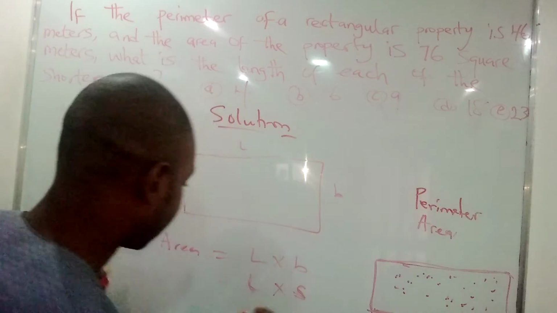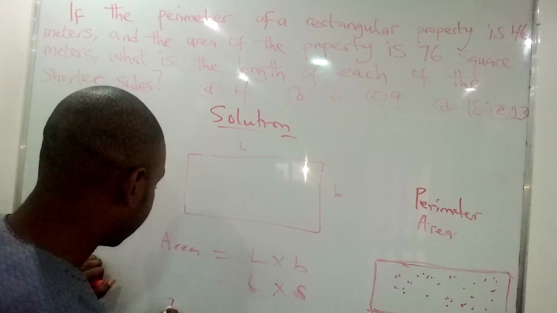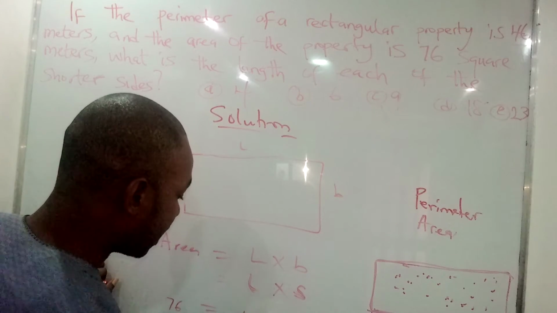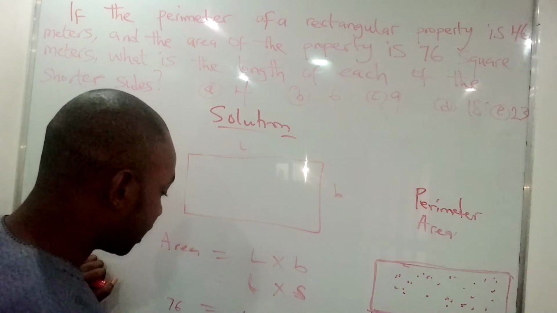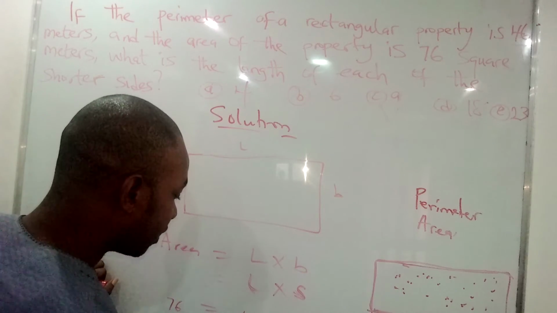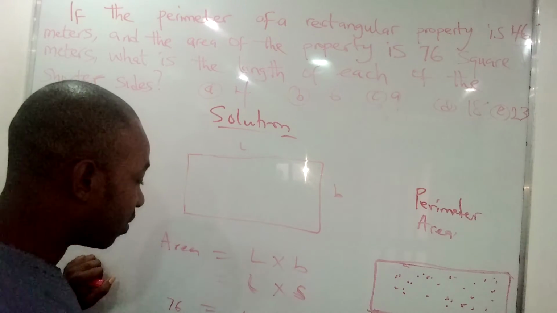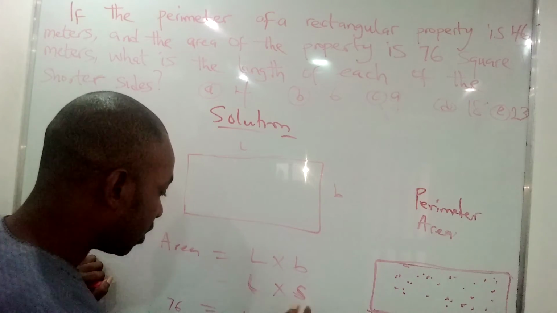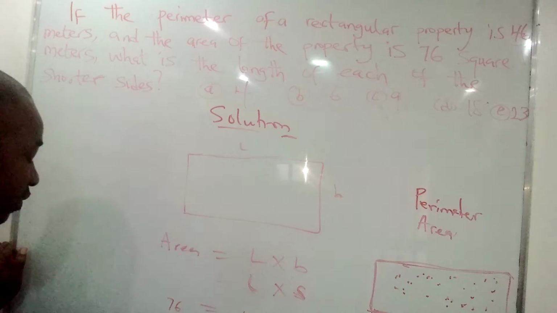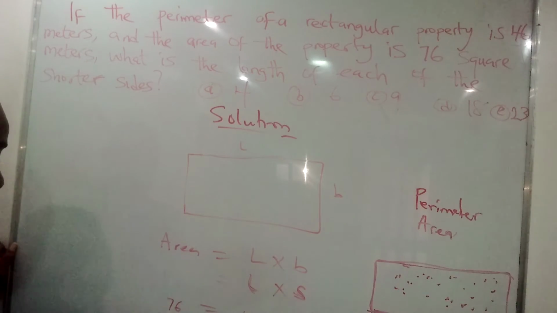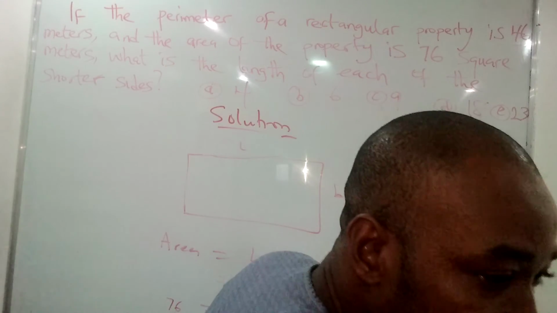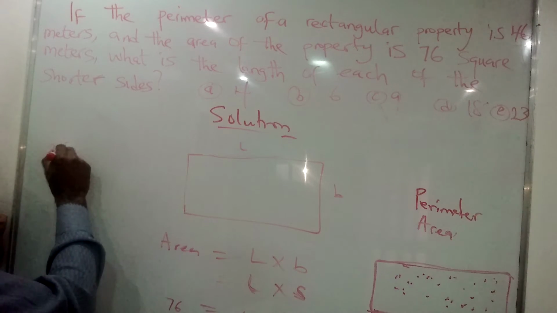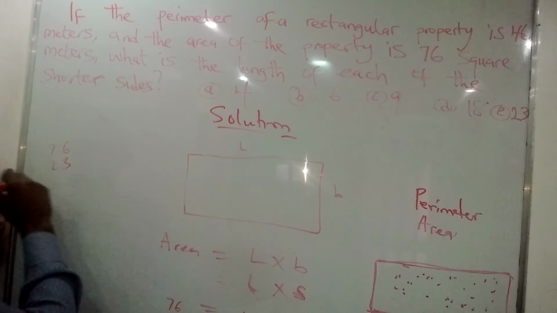So let's take the area, 76. Let's say I use length times 23. You can divide both sides by 23. If I divide both sides by 23, this one cuts this. Now 76 divided by 23, how many can we see here?